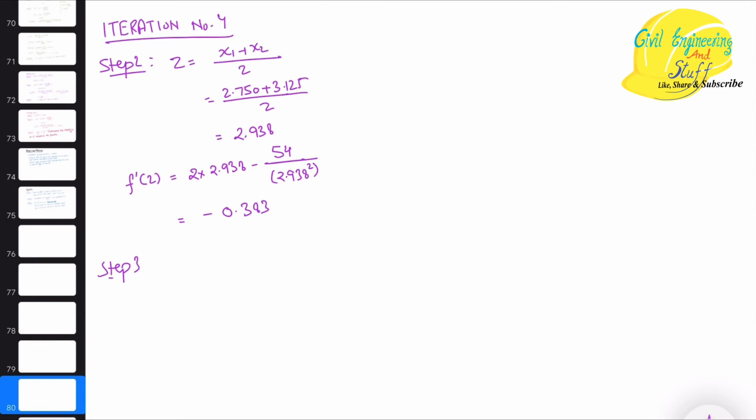Let's move to step 3. What is our step 3? First of all, we see if our mod of f dash z, which is mod of minus 0.383, so after mod this value becomes positive 0.383, is less than 10 to the power minus 3 or greater than 10 to the power minus 3. It is not less than 10 to the power minus 3. Since it is not less, we are going to repeat this iteration. So before that, let's see if our f dash z is greater than 0 or less than 0. It is less than 0.